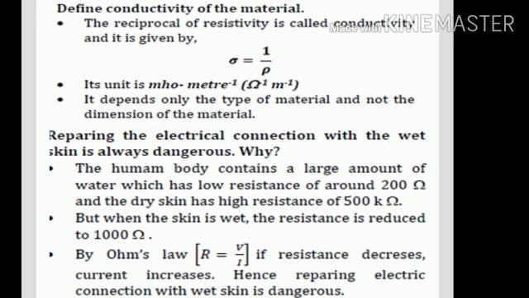Next, a general question is discussed here. Touching an electrical connection with wet skin is always dangerous. Why? The answer is the human body contains a large amount of water which has low resistance of around 200 ohm, and the dry skin has high resistance of about 500 kilo ohm. But when the skin is wet, the resistance is reduced to 1000 ohm. By Ohm's law, R is equal to V by I. If the resistance decreases, the current increases. Hence, touching an electrical connection with wet skin is said to be dangerous.